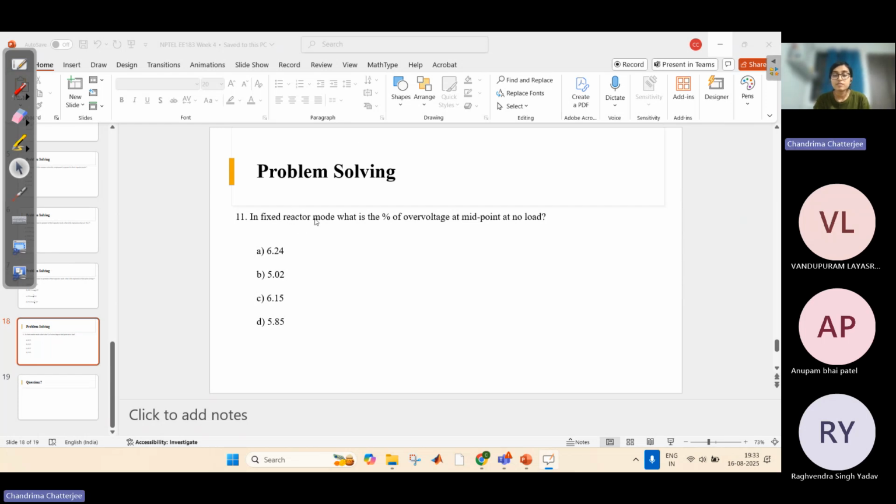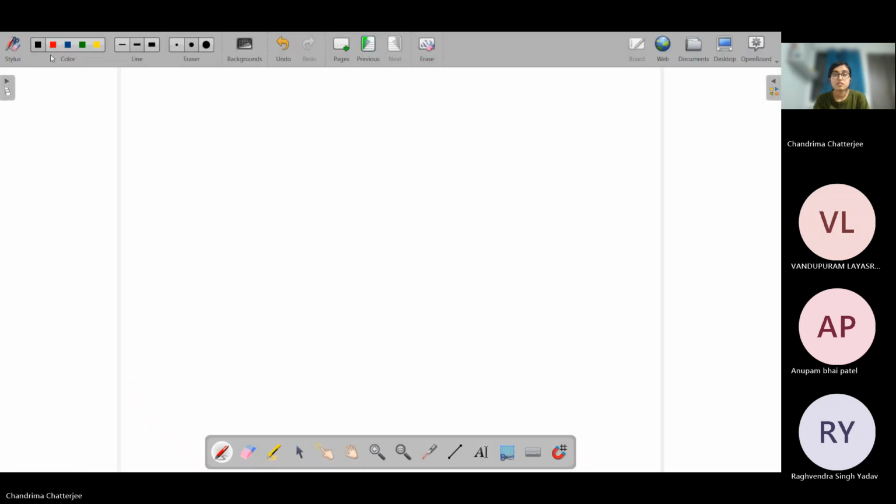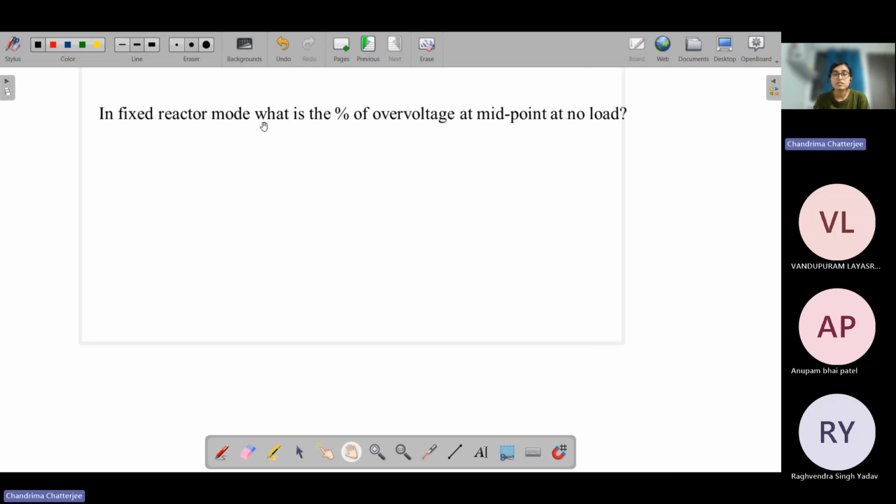And then we have the last question. In fixed reactor mode, what is the percentage of over voltage at midpoint at no load? What is the percentage of over voltage? I already told you that when we are operating in fixed capacitor or fixed reactor mode, the VM will not be 1.05 per unit. We need to find out the VM.